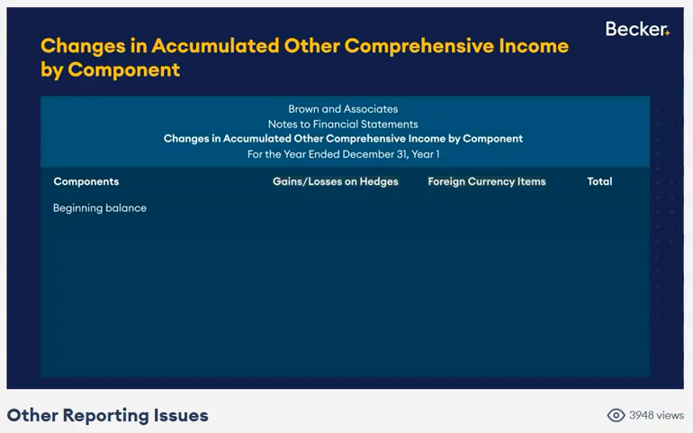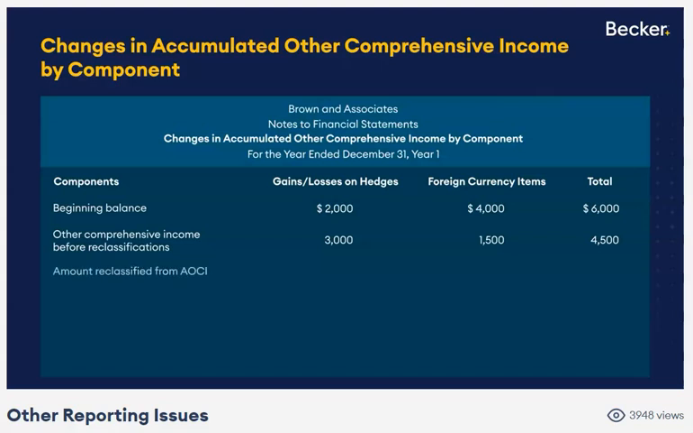Now we have the beginning balance, 2 and 4, and then we total it. Then we have reclassification adjustments. Other comprehensive income before reclassification. So these are our current year OCI items. So we had a $3,000 for the hedges, we had a $1,500 for the foreign currency. Then we've got the amounts reclassified. Okay, $500 for the cash flow hedges, nothing for the foreign currency.